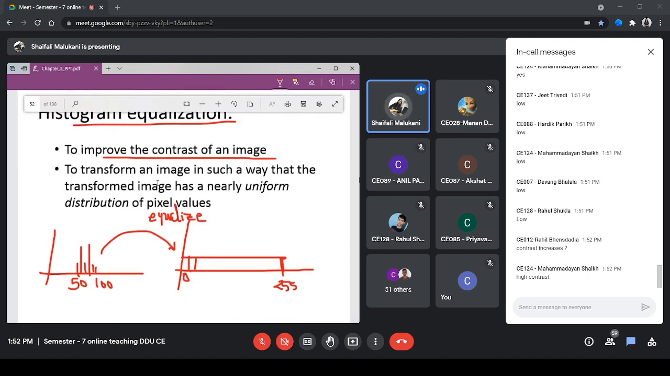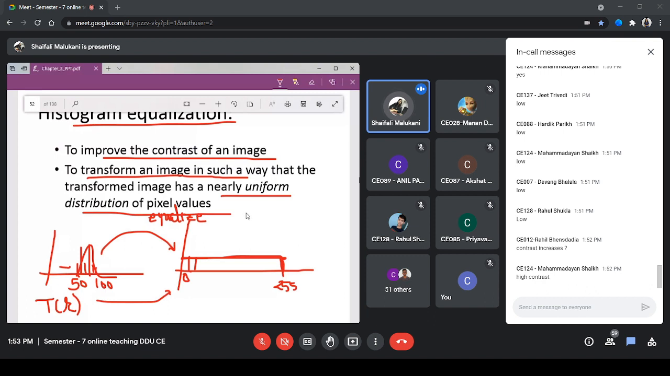What is that? Transform an image in such a way that you apply some function T on your input image R, such that its histogram becomes like this. That means it has nearly uniform distribution of pixel values. This is uniform distribution, that you have studied. Earlier it was like a Gaussian shape. Now it is uniform distribution. So that is what histogram equalization is.